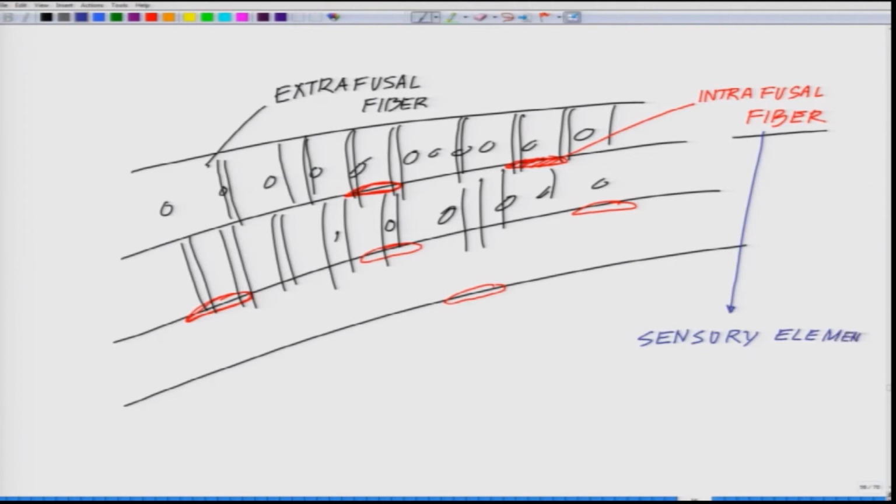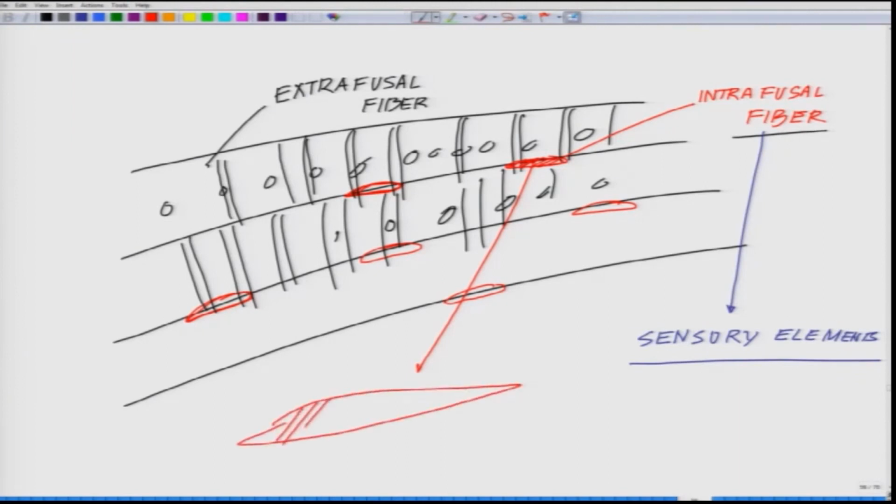There is another word which is used for these intrafusal fibers. Because of their shape, they have a shape like this, okay. These are also multinucleated. These are also called muscle spindle.